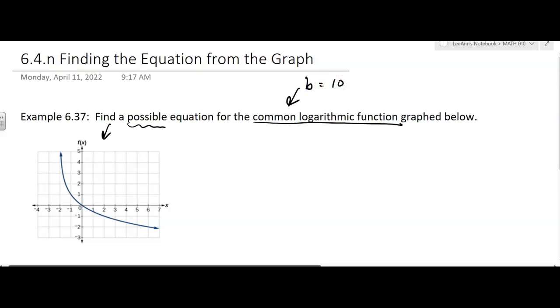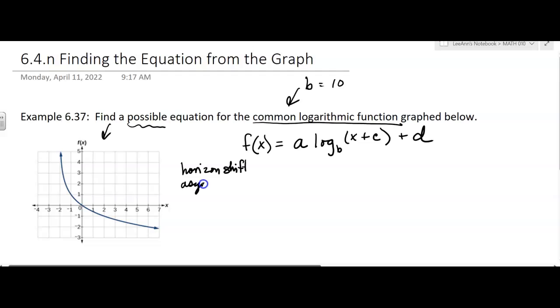Okay, so let's get our basic form of a function here. Kind of easy to remember because it goes A, B, C, D, right? Okay, so the easiest way to do this is to look at the horizontal shift first. And you're going to find that based on the asymptote. So the asymptote looks like it's right here at x equals -2. And that means that c then is 2. Okay, so it shifted left 2, so c is equal to 2.